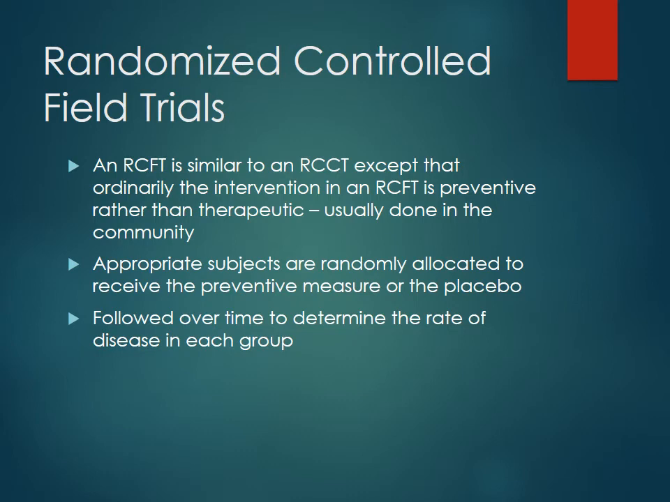So field trial, like we mentioned, is going to be similar to an RCT, except that this is normally going to be an intervention that is preventative rather than therapeutic. So trying to prevent healthy people from getting sick versus treating sick people. Usually going to be done in the community, and the appropriate subjects are randomly allocated to receive either the preventative measure or the placebo, and then followed over time to determine the rate of disease in each group. So can you guys think of any examples other than the one I mentioned?